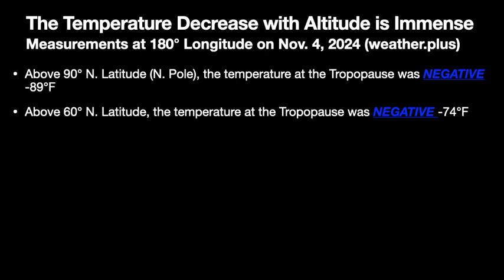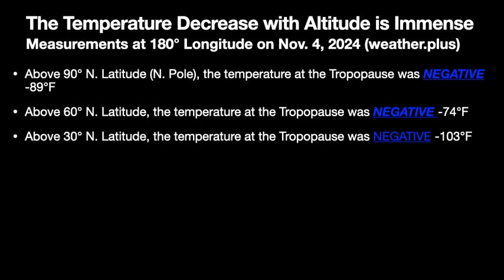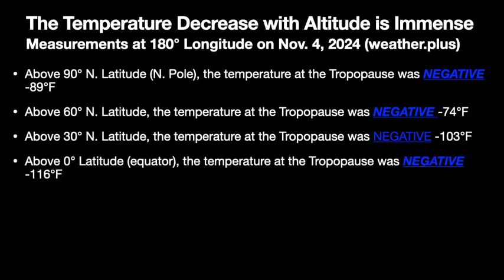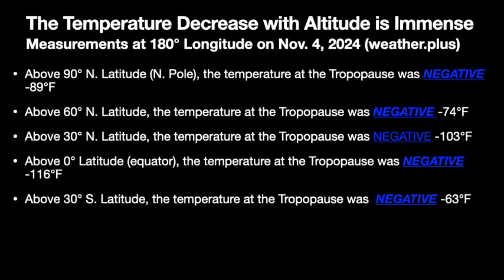If we go to the tropopause at 60 degrees north latitude, the temperature was negative 74. Above 30 degrees north latitude, the temperature at the tropopause was negative 103 degrees Fahrenheit. And above the equator, at the tropopause, it was negative 116 degrees Fahrenheit. Woo! That's cold. Above 30 degrees south latitude, the temperature at the tropopause was negative 63 degrees Fahrenheit.